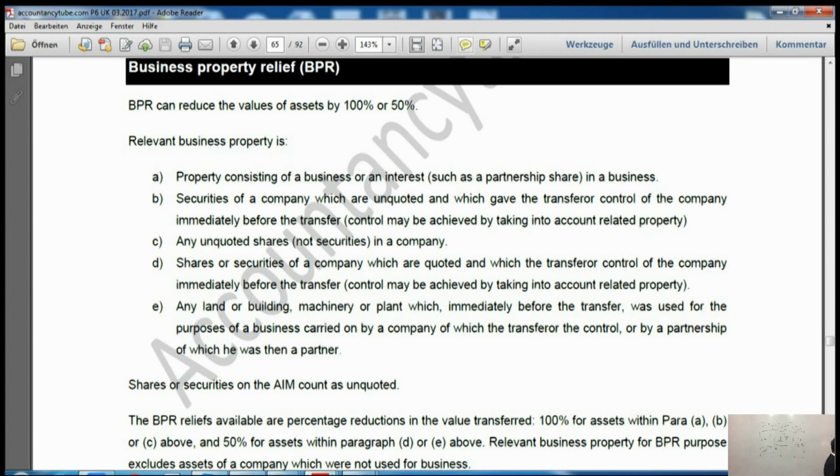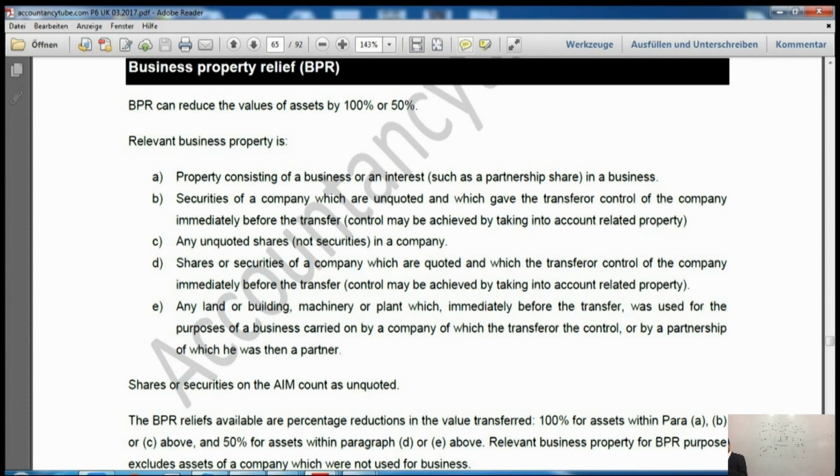Right, and after that it says any unquoted shares, not securities, in a company. So any unquoted shares in a company which is not a security. Now, securities include shares and other debentures and stuff like that, but when it comes to shares, the shares are just shares. So the first three, if any of these three apply, then the relief would be 100%.